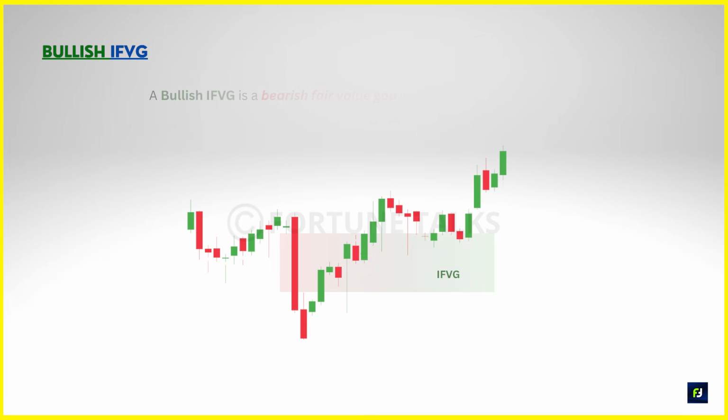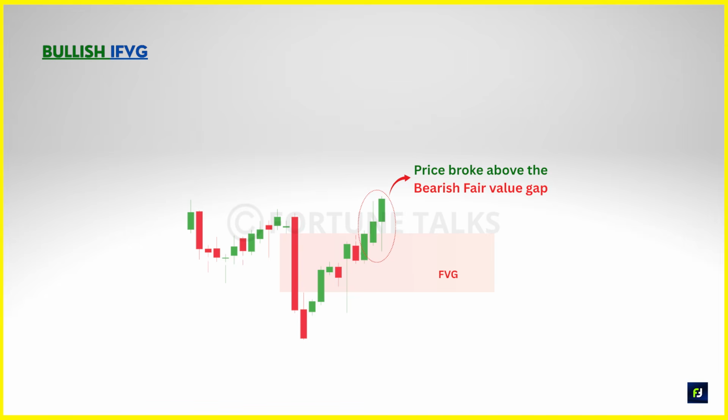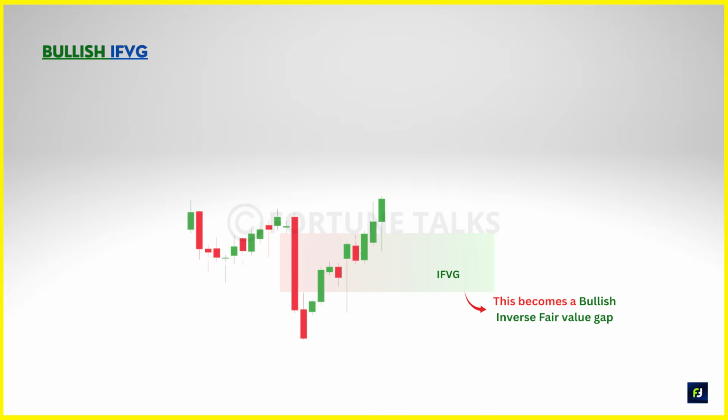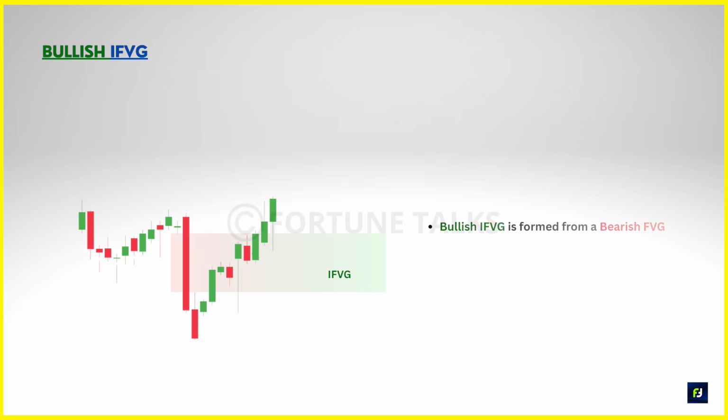So a bullish IFVG is basically a bearish fair value gap which is violated by the price by breaking and closing above it. First of all, you have to identify a bearish fair value gap, and when price breaks and closes above the bearish fair value gap, it becomes a bullish inverse fair value gap. The key points to keep in mind is that a bullish inverse fair value gap gets formed from a bearish fair value gap. Secondly, we need a proper break and close of a candle above this bearish fair value gap to be considered a bullish IFVG.